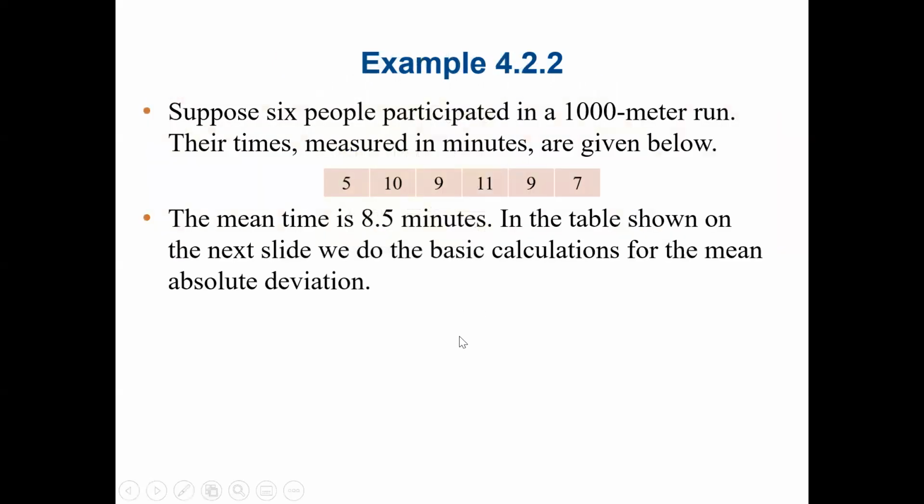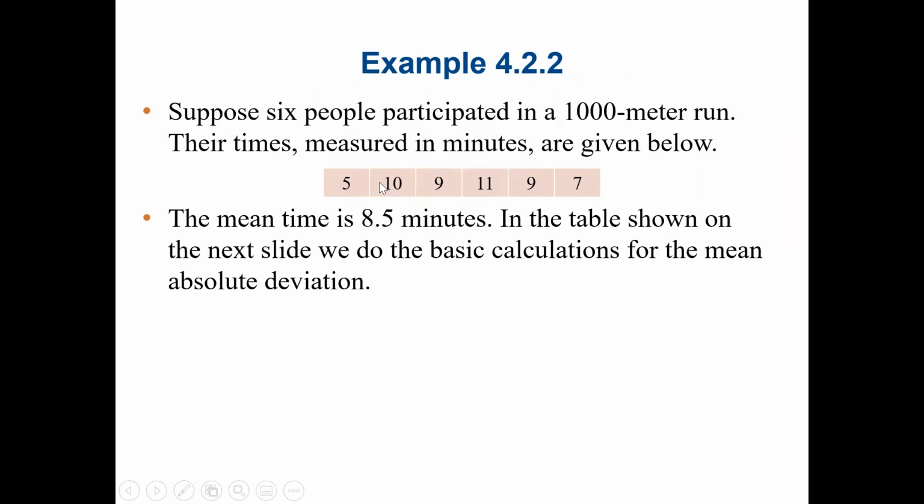So let's see an example here. Suppose we have 6 people who participated in a 1,000 meter run. Their times, measured in minutes, are given below. Now to find the mean time, it will be 5 plus 10 plus 9 plus 11 plus 9 plus 7 divided by 6. The sample size is 6. We have 6 students. So the mean will be 8.5.